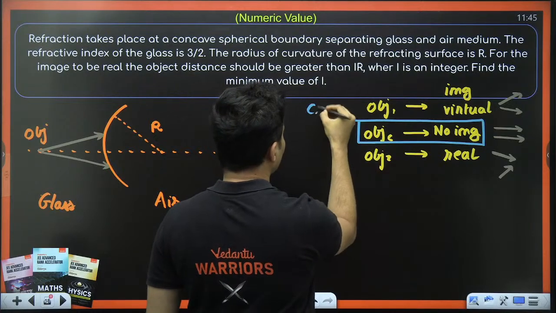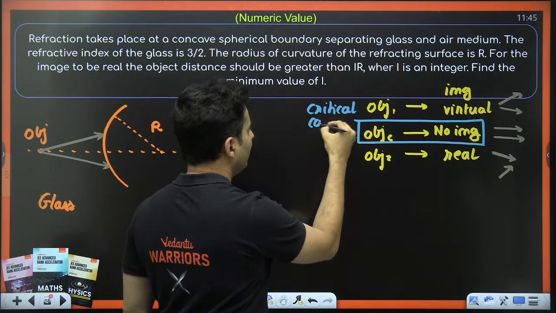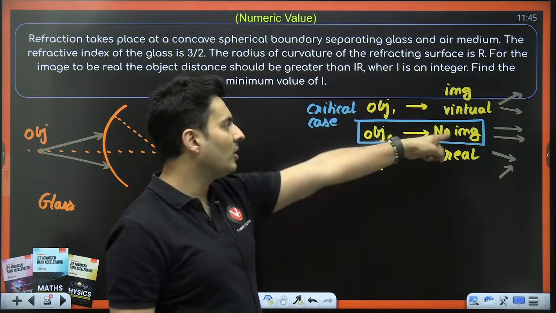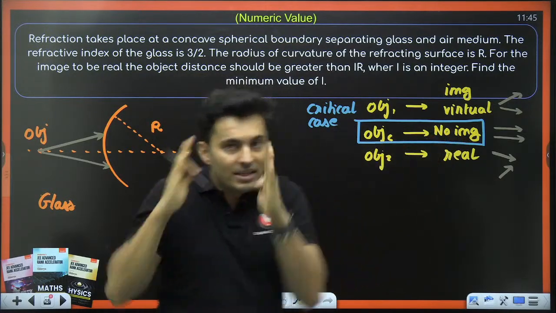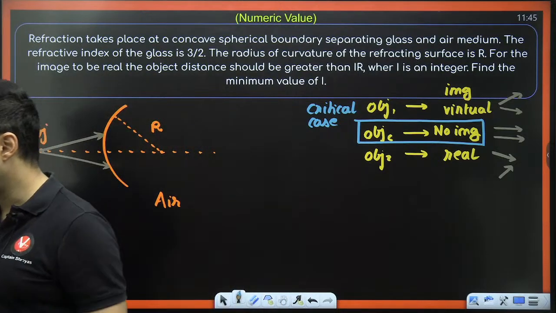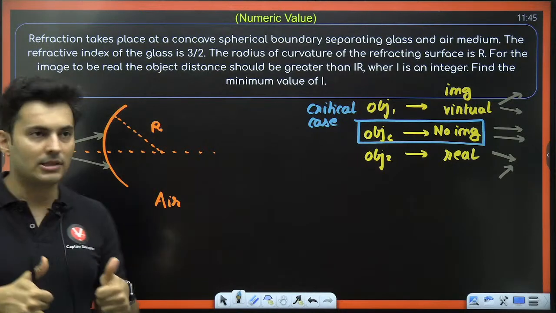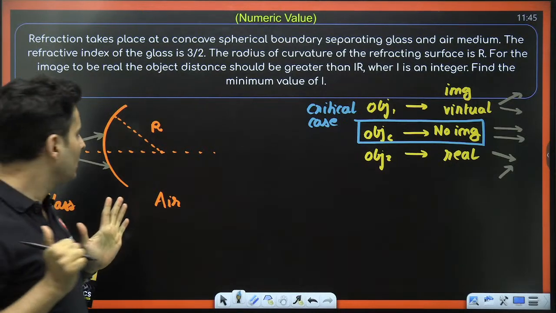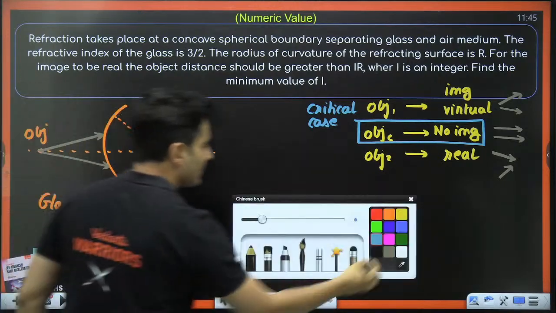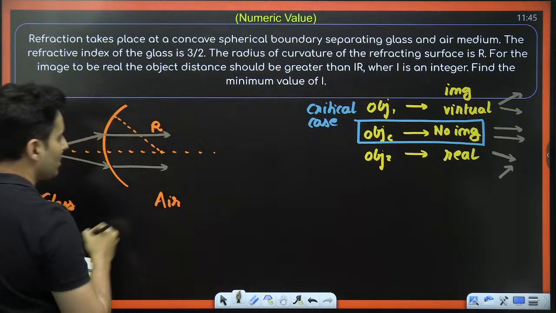So I'm going to solve the problem for this critical case, because this is the distance at which the transition will happen. Is this point clear, everyone? Give me a thumbs up in the chat box. So the rays are going to be just parallel. That is the simplification of the problem.